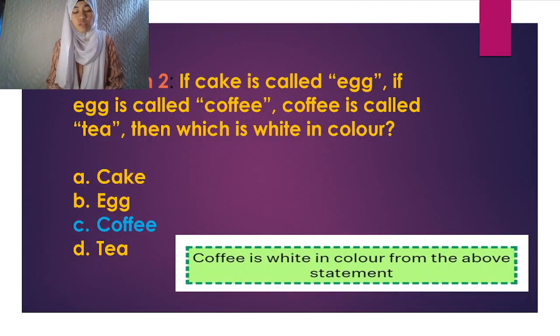So next, we have question number 2. If a cake is called egg, egg is called coffee, and coffee is called tea, then which is white in color? In this question, egg is of white color. Of course, egg is white in color, no? But egg is called coffee, so coffee is the answer. Letter C. Coffee is white in color from the above statement.